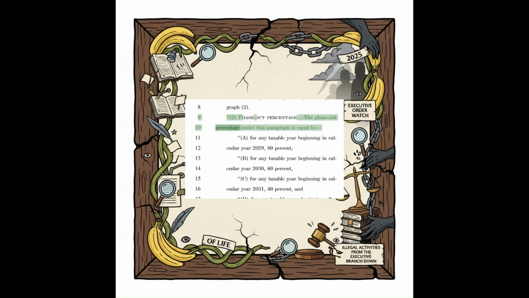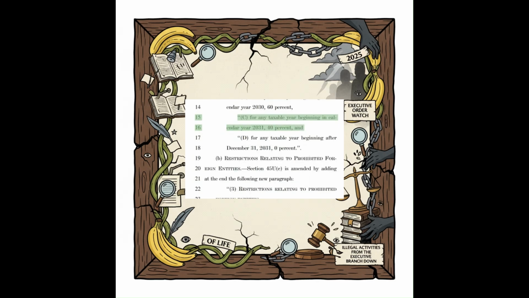The phase-out percentage under this paragraph is equal to: for any taxable year beginning in calendar year 2029, 80%; for any taxable year beginning in calendar year 2030, 60%; for any taxable year beginning in calendar year 2031, 40%; and for any taxable year beginning after December 31, 2031, 0%.